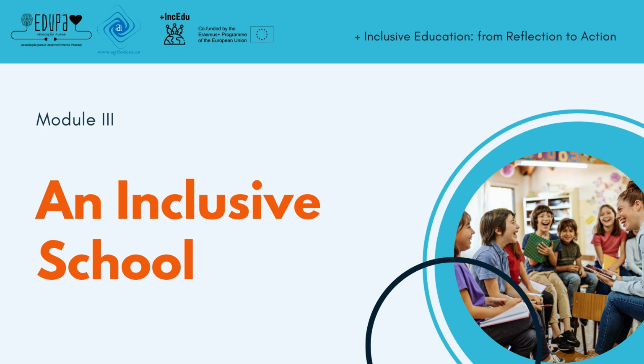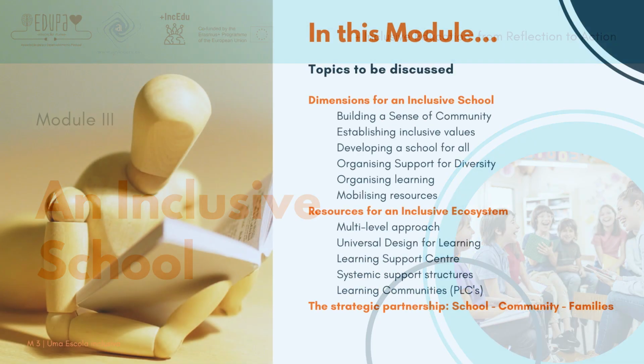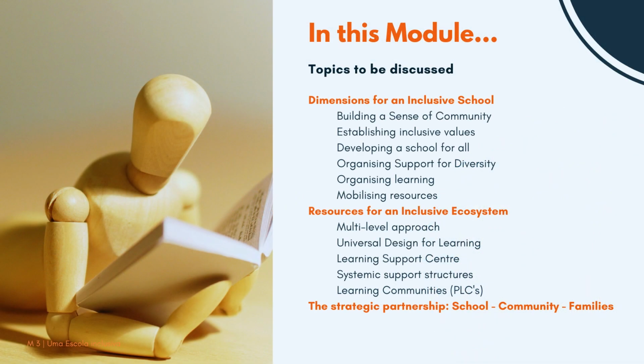Welcome to Module 3 of the course, Plus Inclusive Education from Reflection to Action. In this module, we will focus on dimensions for an inclusive school, resources for an inclusive ecosystem, some of which, such as universal design for learning, will be covered quite thoroughly, and a strategic partnership: school, community, families.